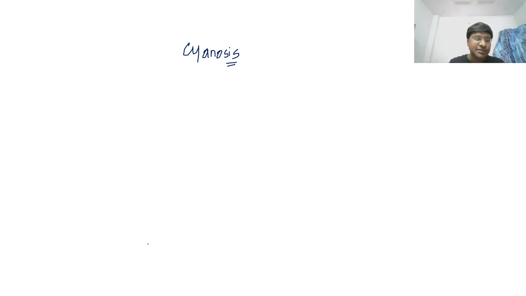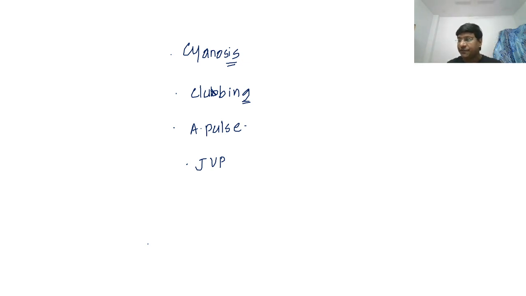Now, what are the examination findings in patients with the tetralogy of Fallot? One is cyanosis, and the other important thing is the presence of clubbing. The arterial pulse will be normal, and the JVP also will be absolutely normal. Now, the very important area that needs to be discussed is the auscultation in case of tetralogy of Fallot.